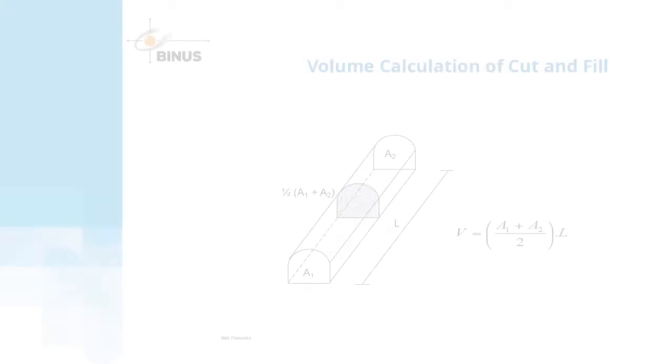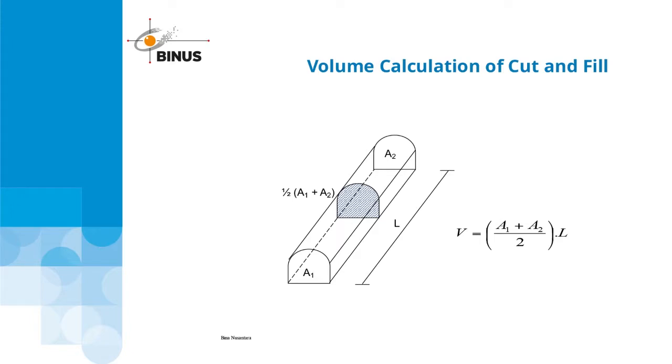To calculate the volume of cut and fill, you can calculate the average of two areas of cross-section and multiply it by the length between the two cross-sections. Therefore, the formula is volume equals area 1 plus area 2 divided by 2, then multiply it by L.